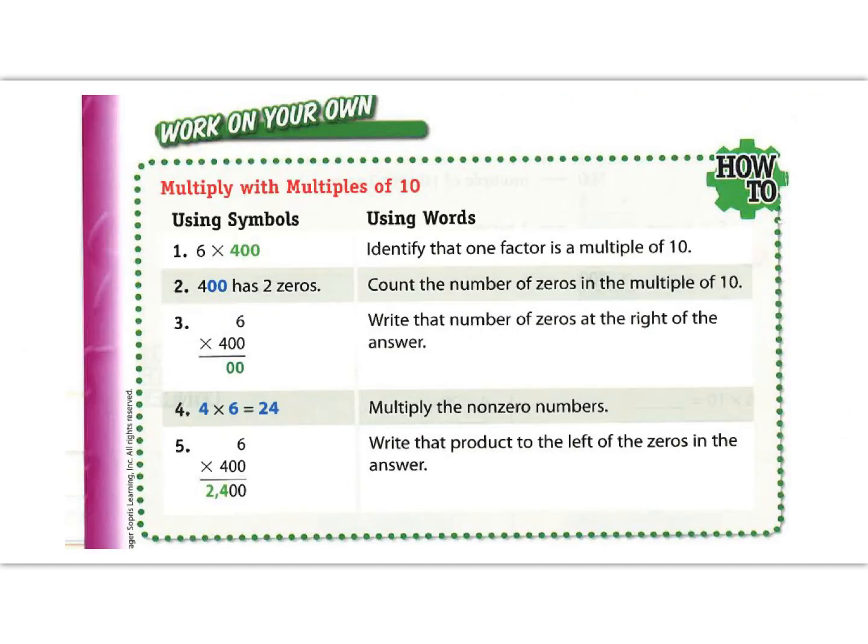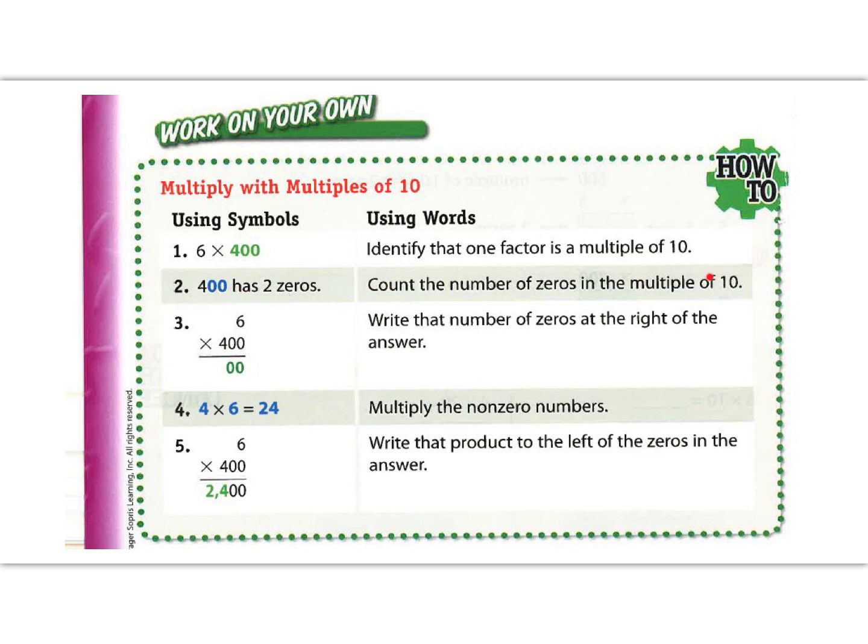So let's just read and review this. Multiply with multiples of 10. So 6 times 400. We identify that one factor is a multiple of 10. Remember, multiples of 10 end in a zero. Okay, so they always end in a zero. So if it ends in a zero, we know that it's a multiple of 10. So 400 has 2 zeros.